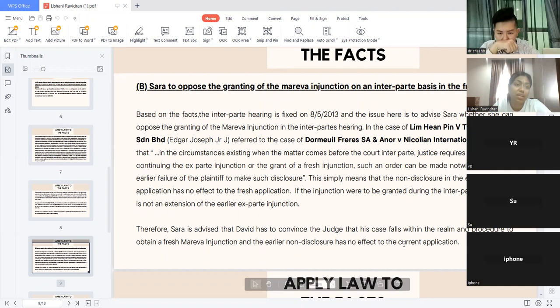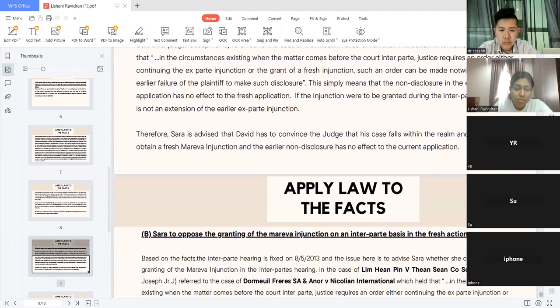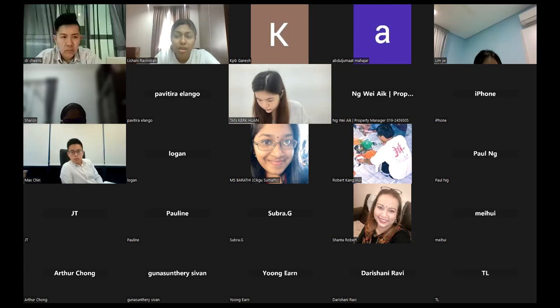Can you all see? Can you all see how to write?